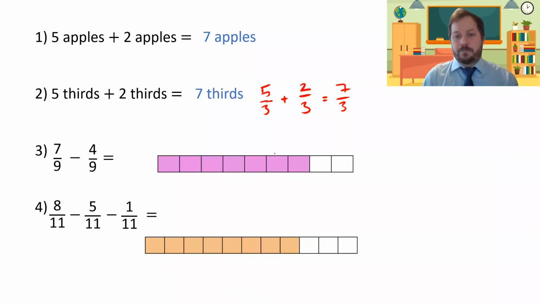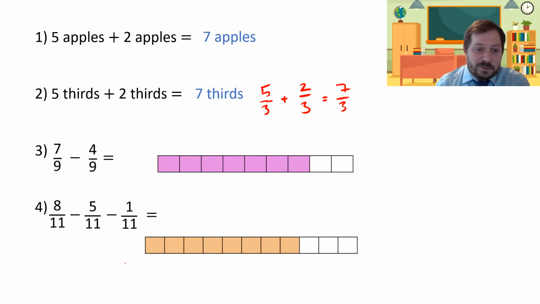And here's the key. What happens with the denominator? Nothing, absolutely nothing. It stays the same across the entire thing. As long as these two denominators are the same, this one stays identical. And if they're not the same, you make them the same and the denominator doesn't change. So the rule when you're adding and subtracting fractions, the denominator stays the same and you just work with the numerator. And that's it. 5 plus 2 equals 7. We're talking about thirds, so they stay as thirds. We're not changing what they are.